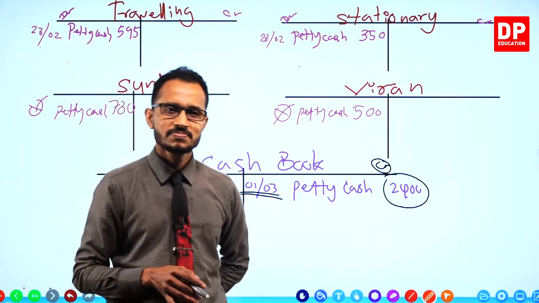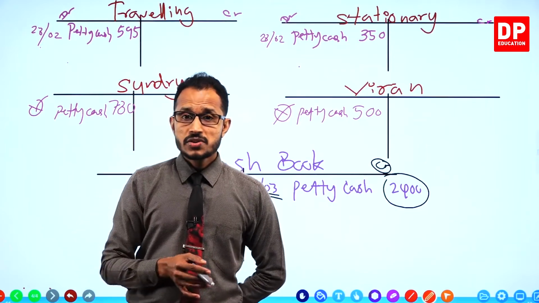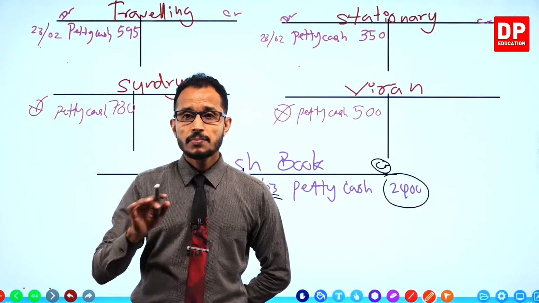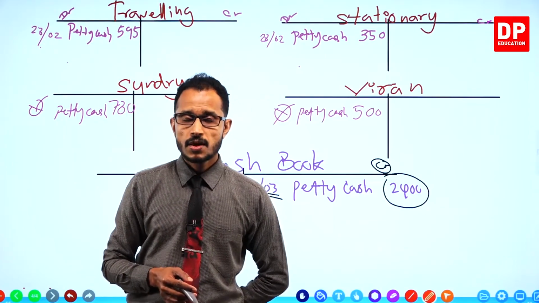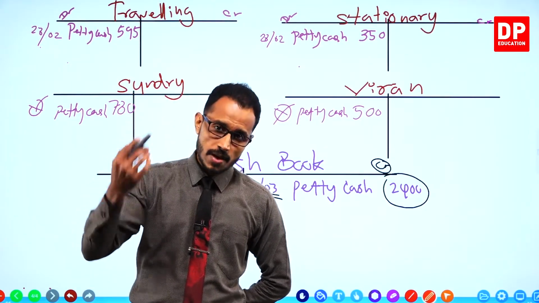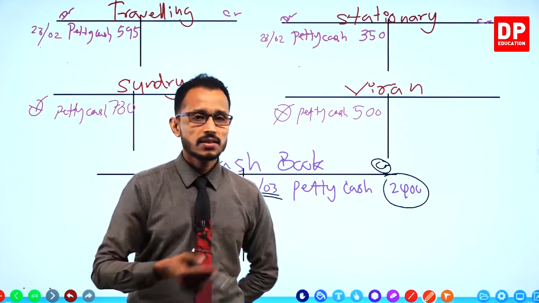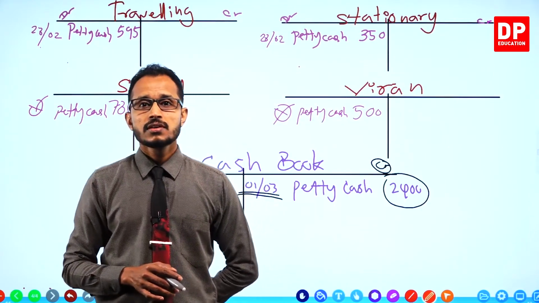It could differ. So with this, children, we end this session. We did a petty cash book and the reimbursement of the petty cash book, balanced the petty cash book, and prepared the relevant ledger accounts.